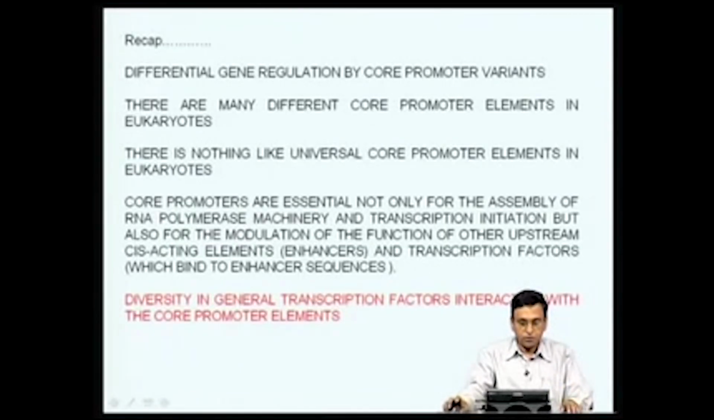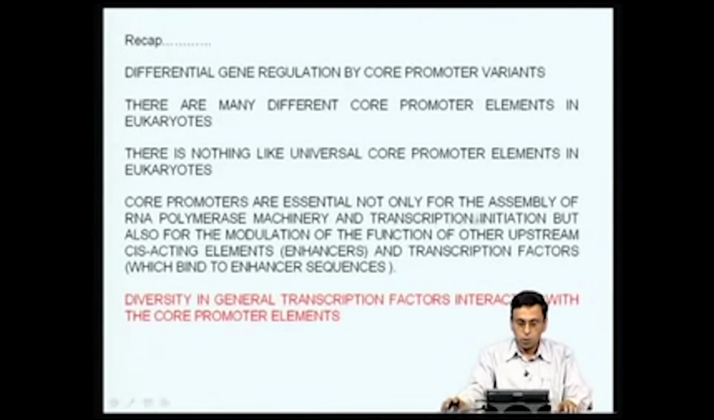So, just to recapitulate what we discussed so far: differential gene regulation by core promoter variants. There are many different core promoter elements in eukaryotes, not just the TATA box, and there is nothing like a universal core promoter element in eukaryotes, because not a single core promoter element is present in all eukaryotic promoters. Some of them contain an initiator sequence, some contain TATA motifs, some contain a BRE, DRE and so on and so forth.